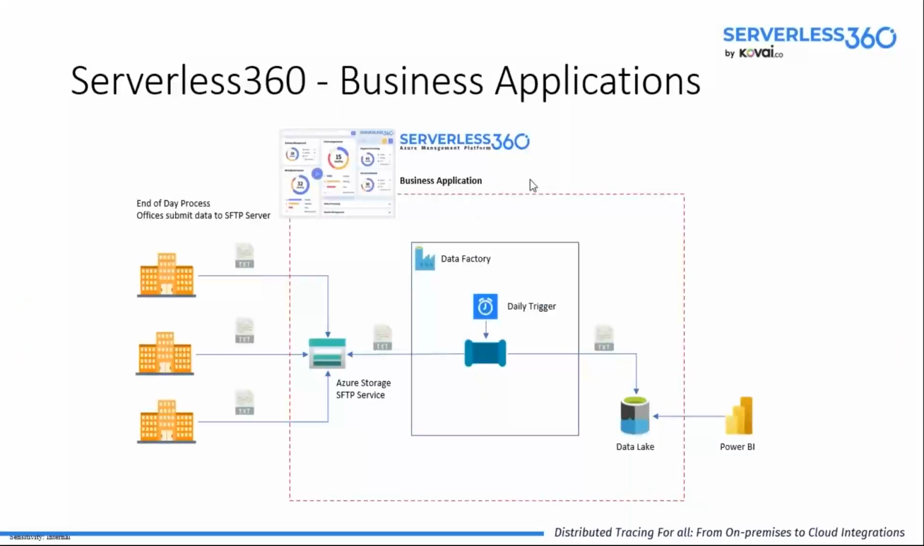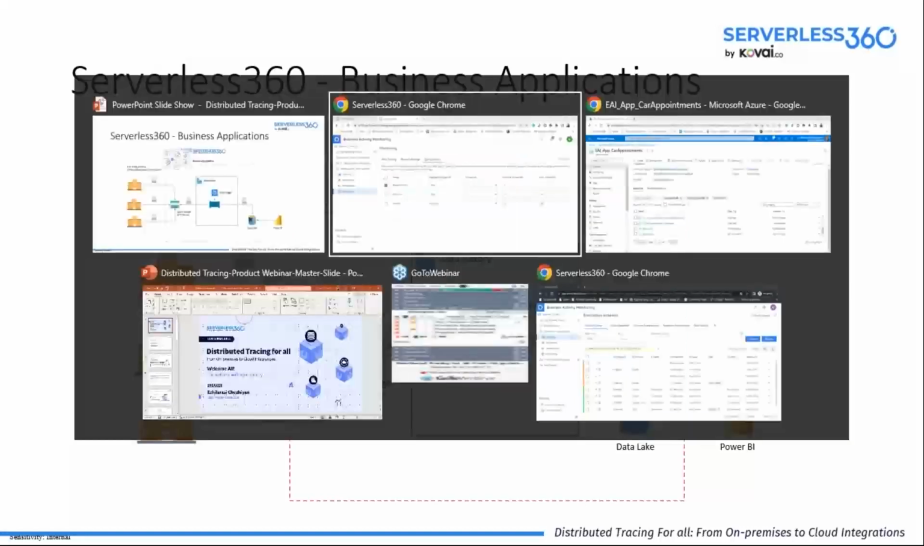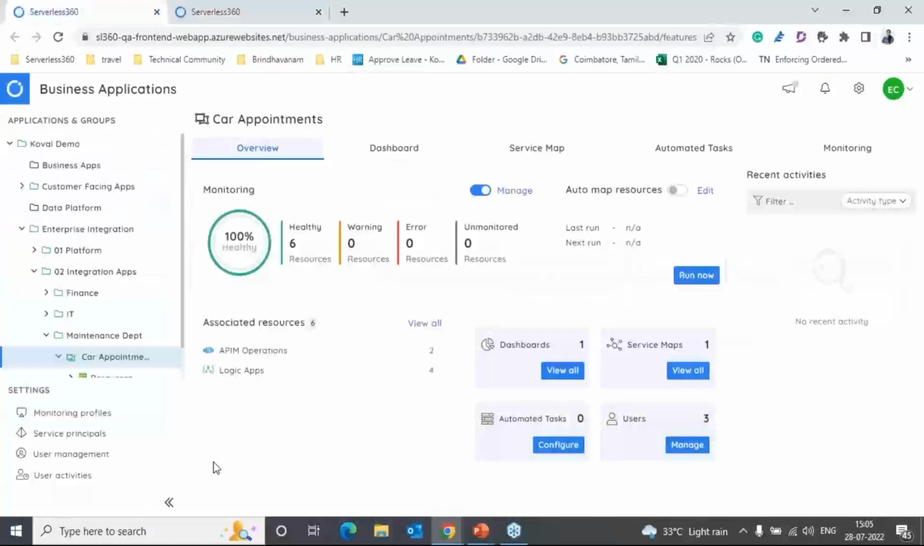So when we investigate the need for observability here, as we did for the previous application, we are going to do it in two steps. Number one, we are going to define a business application for this integration, which is going to represent this application as an integration.